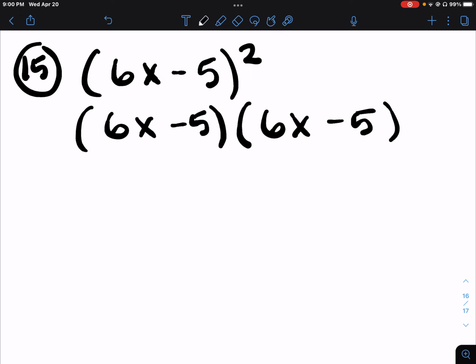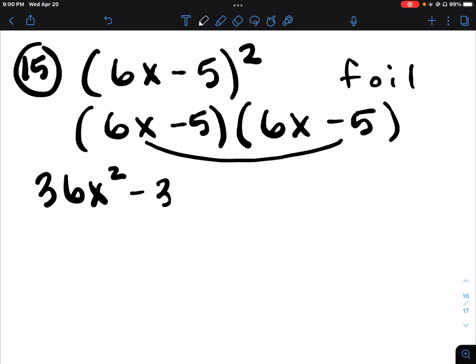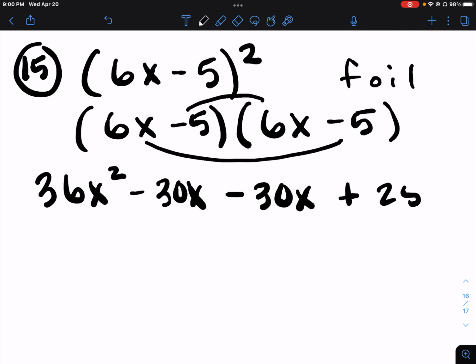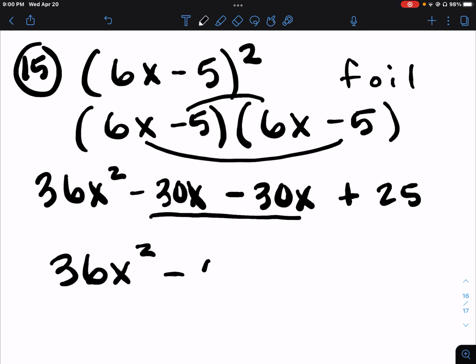Squared means times itself, so this is still FOIL. First, 6x times 6x. Outside, 6x times negative 5. Inside, negative 5 times 6x. And last, negative 5 times negative 5 is positive. These like terms add up. Negative 30, that's negative 60 in all. The signs are the same, so add and keep.